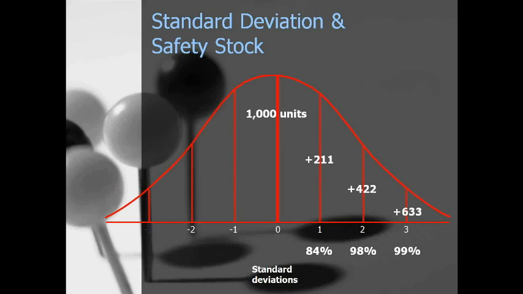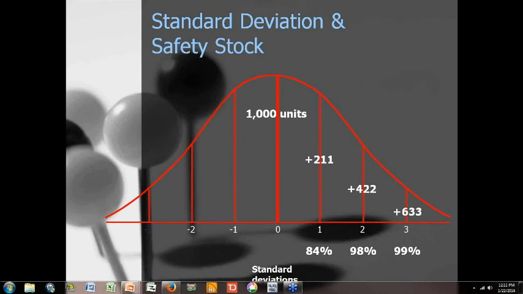Now, if we're trying to make sure that whenever customers call, we can ship from stock, if we put 211 units of safety stock in addition to the 1,000 units that we try to carry on hand all the time, what that means is that 84% of the time during any given month or over that 10-month period of time, 84% of the time we would be able to fill that order from stock.